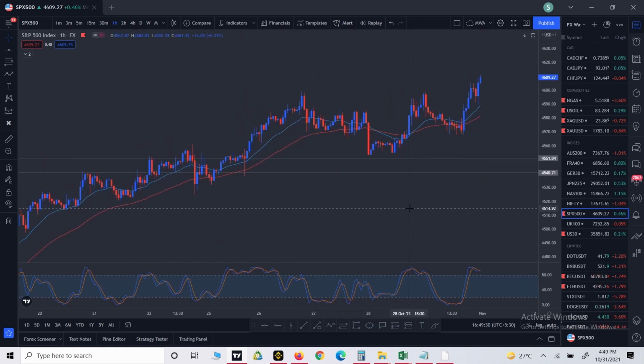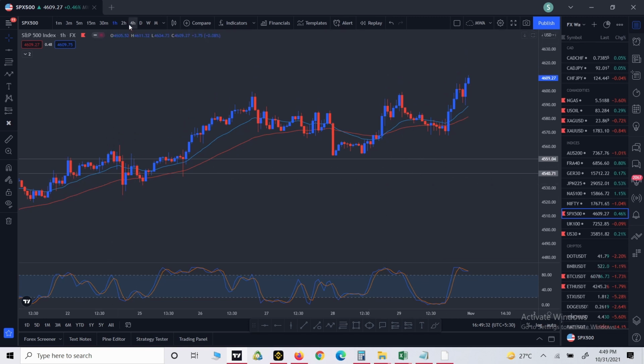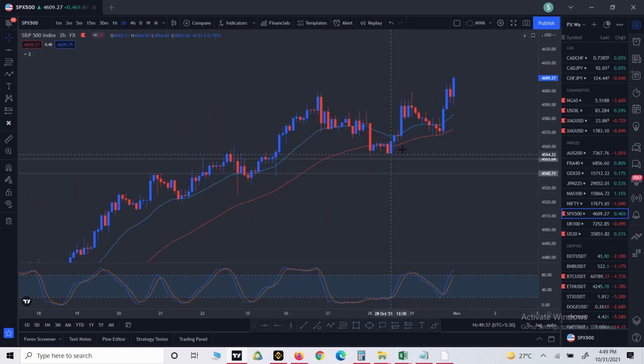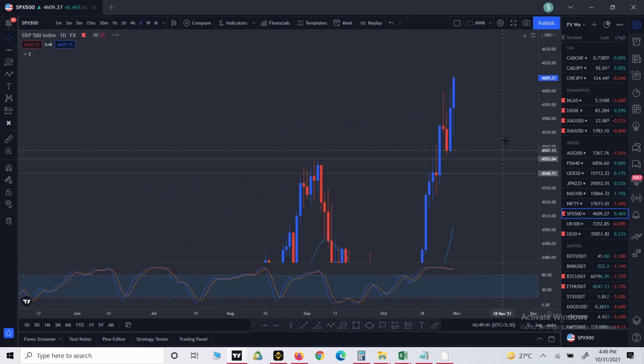Now let's see on the 1 hour. I think this 2-hour candle was the engulfing candle, which I could have taken this long trade based on. So that's about the S&P 500.